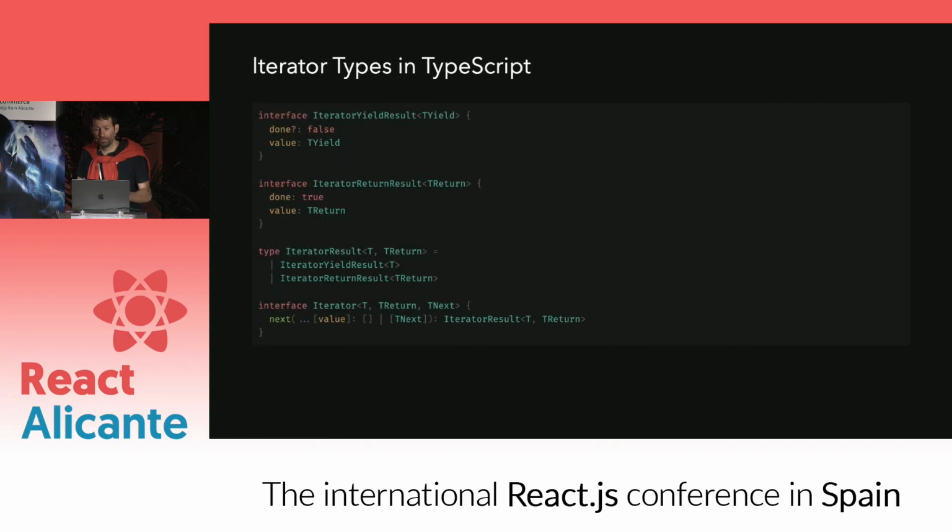Well, it turns out that TypeScript already has great support for iterators. TypeScript is already able to describe what an iterator is, and it does so with an iterator type that has 3 type parameters. We have T, which is the type that the generator yields. We have TReturn, which is the type of the return of our generator iterator. And we have TNext, which is the type that we expect to pass in when we call next over our iterator.